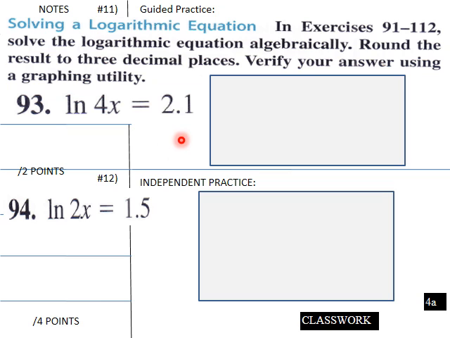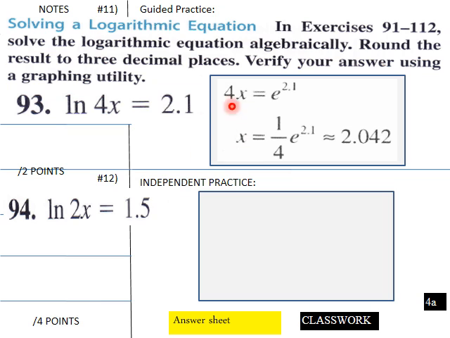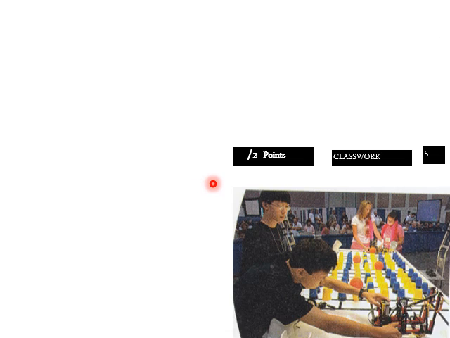Let's go into a problem here. Round the result to 3 decimal places. Natural log 4x equals 2.1, and then down here natural log 2x equals 1.5. So here we raise both sides to e, and then these will cancel. Your e to the natural log 4x equals e to the 2.1. That'll cancel or drop down, so 4x equals that. Divide through by 4 and you get 2.042. The one below, I leave that up to you.